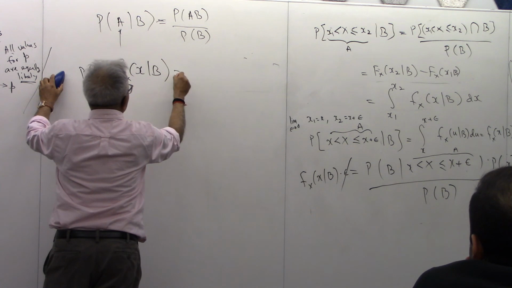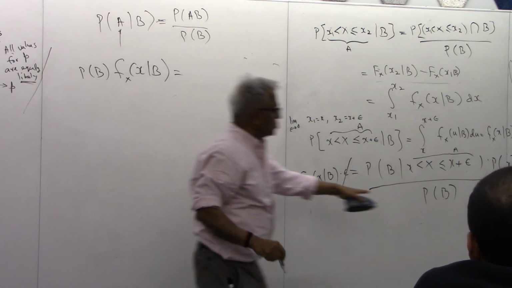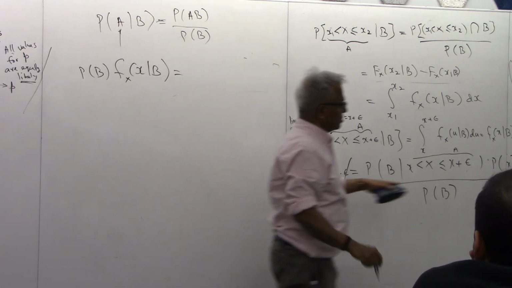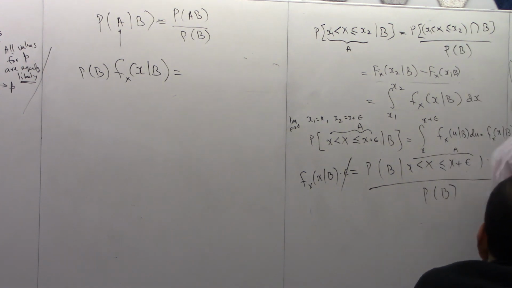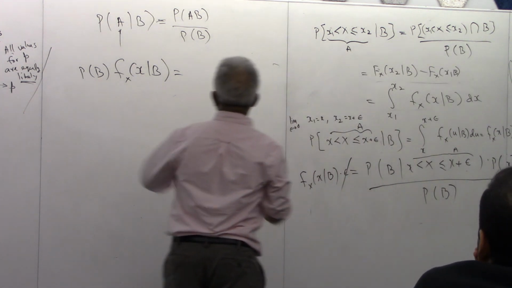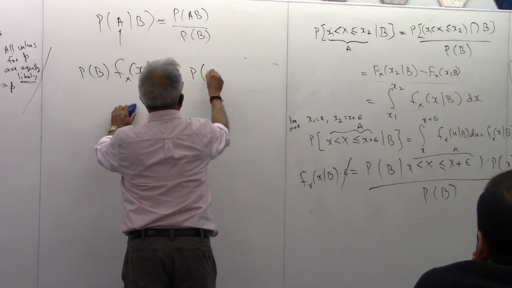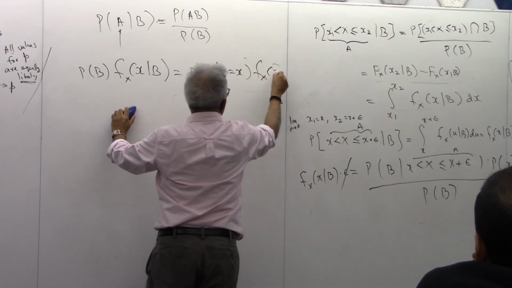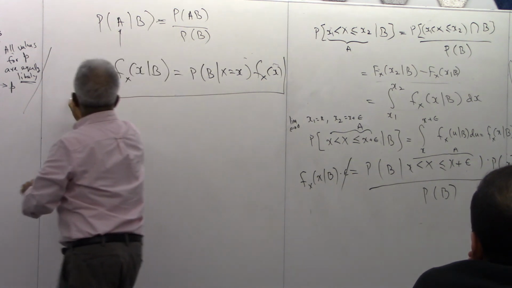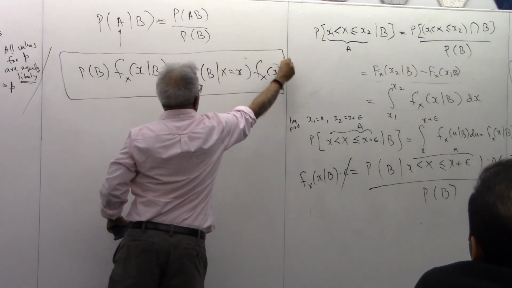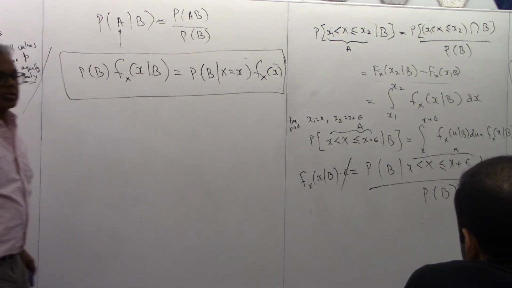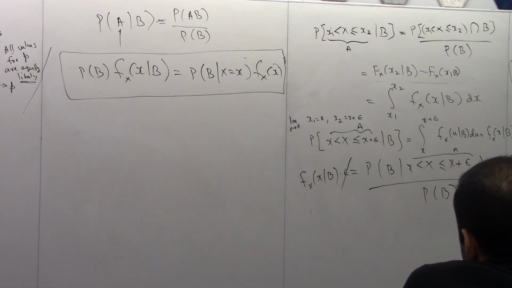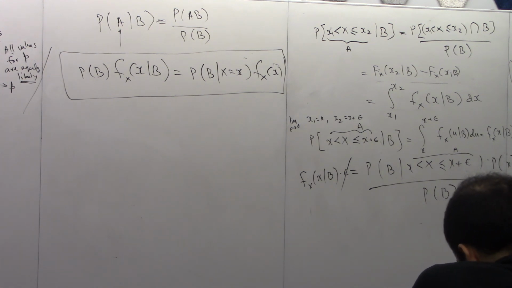For any event B, this is true. So P(B) multiplied by this from here, P(B) multiplied by that, equal to... so we are going to use this to update our knowledge about X.